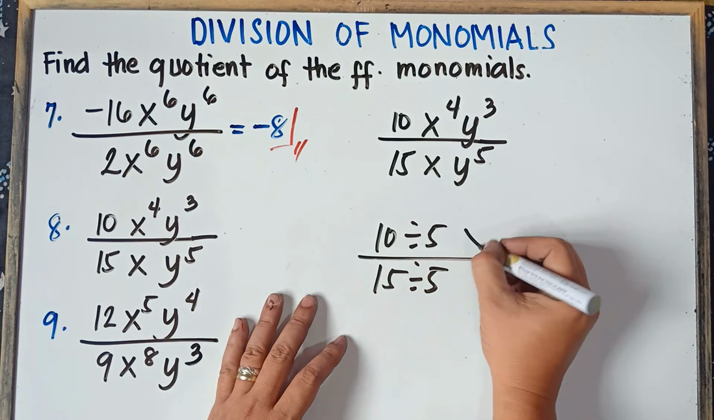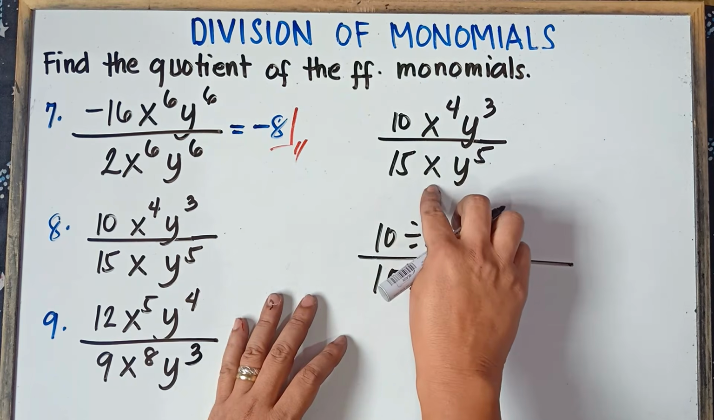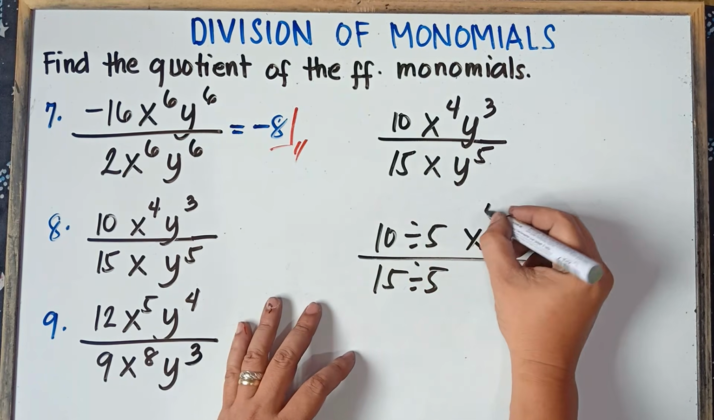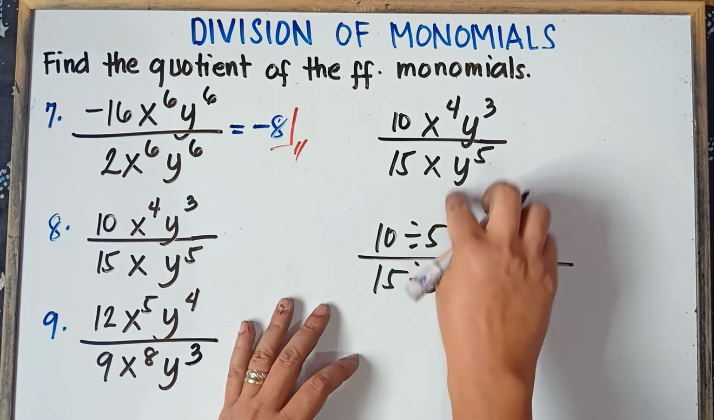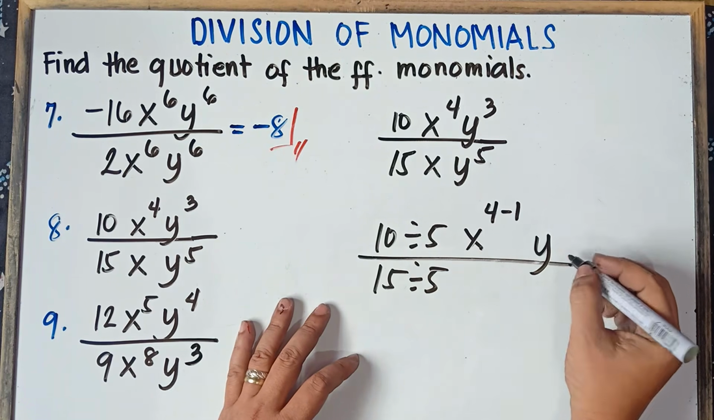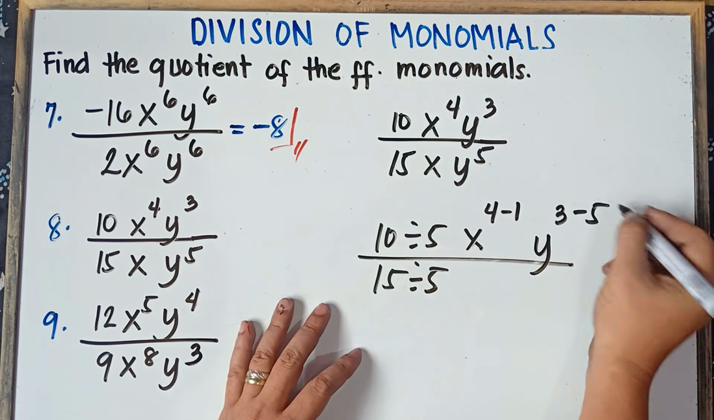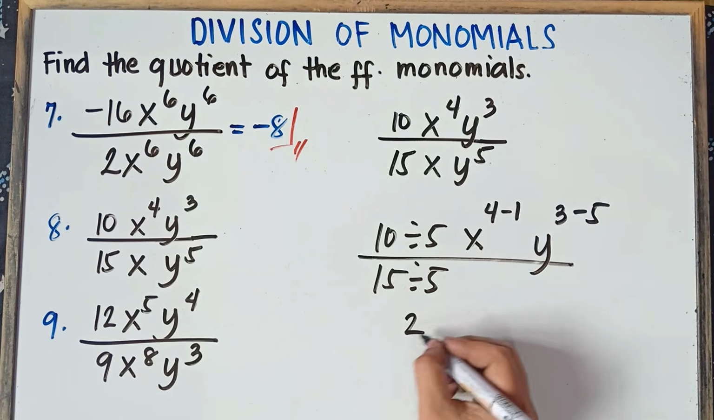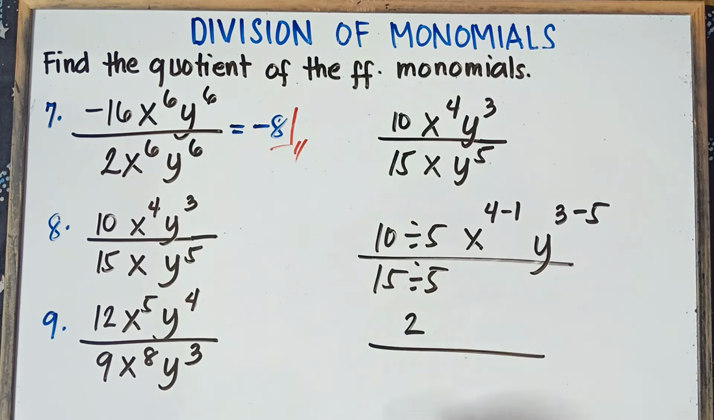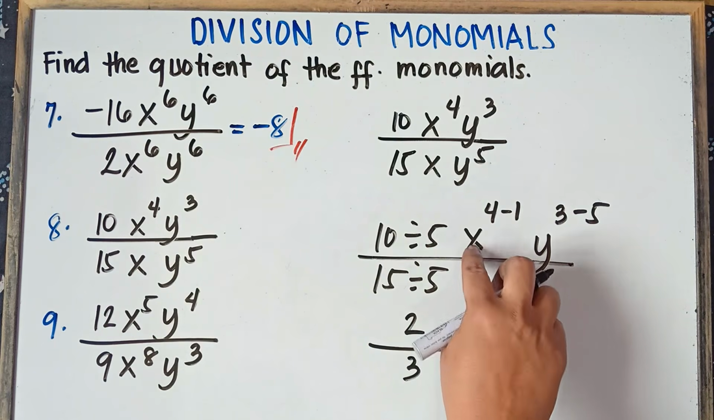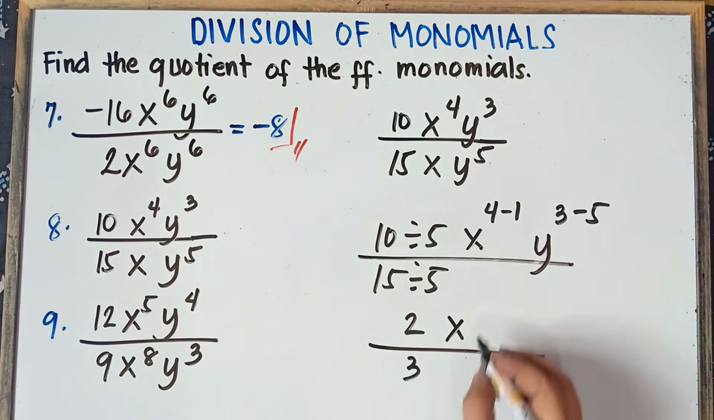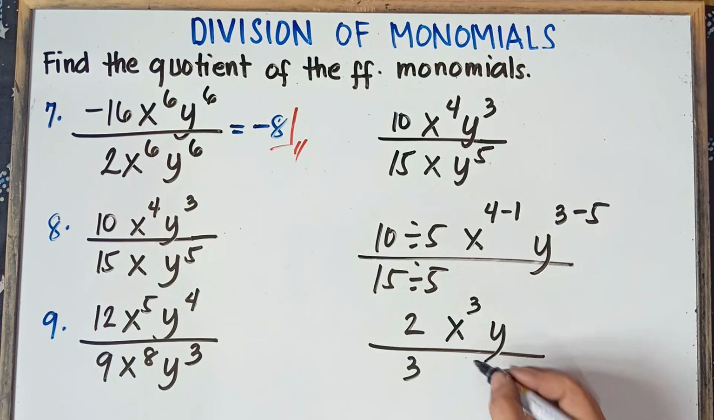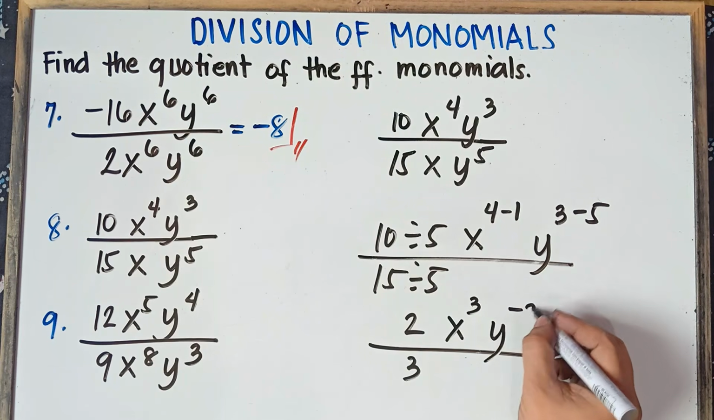And then copy x, same base for x, subtract the exponent, that would be 4 minus 1. And then copy y, subtract the exponent, that would be 3 minus 5. Alright, and then 10 divided by 5, that would be 2. 15 divided by 5, that would be 3. And then copy x, 4 minus 1, that would be 3. Copy y, 3 minus 5, that would be negative 2.